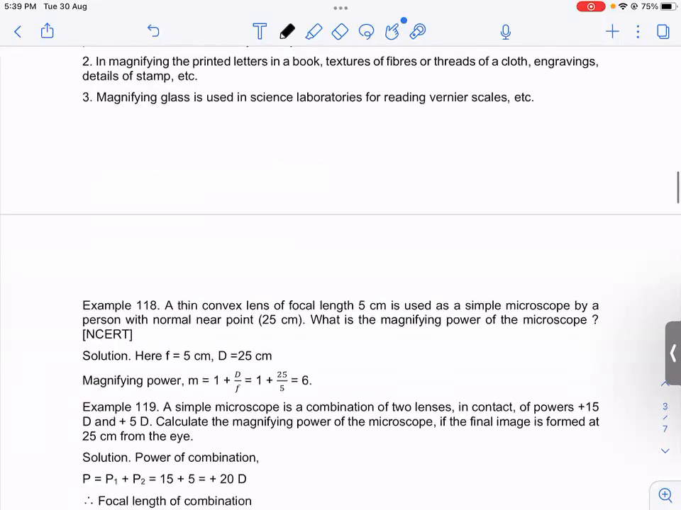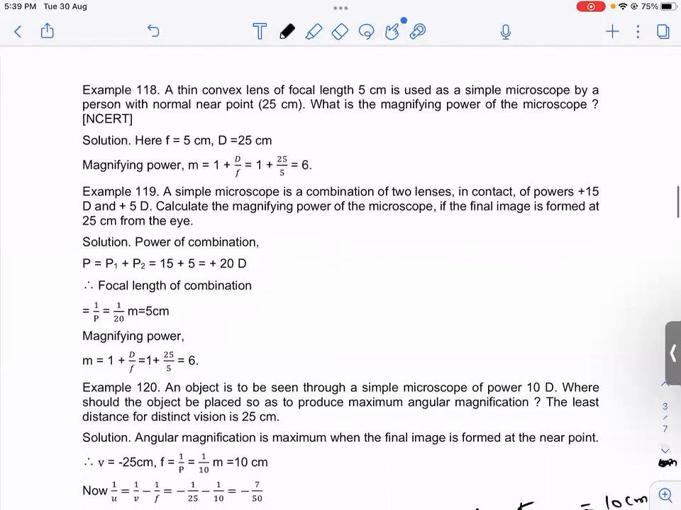Okay. Next. So we'll do an example based on this. Read the question. A thin convex lens of focal length 5 centimeter is used as a simple microscope by a person with a normal near point, that is 25 centimeter. What is the magnifying power of the microscope? So what is given? Focal length is 5 centimeter. D is equal to 25 centimeter. Magnifying power is asked.